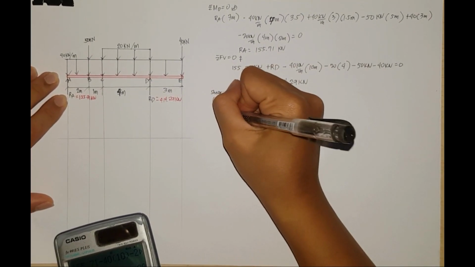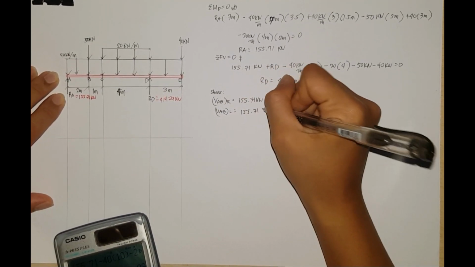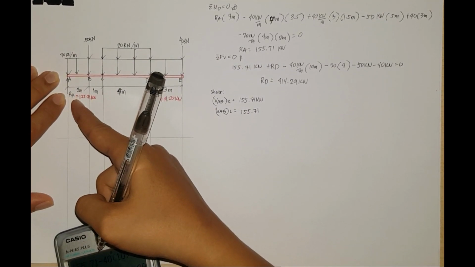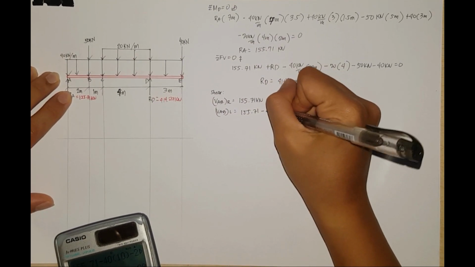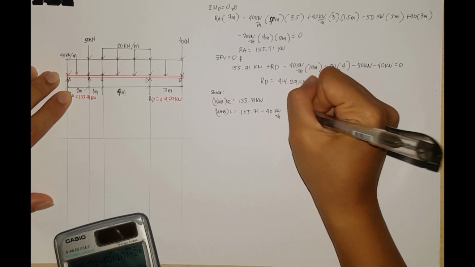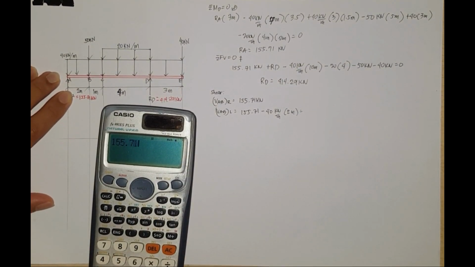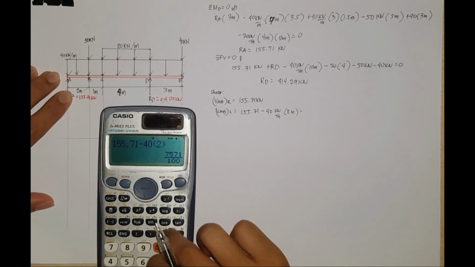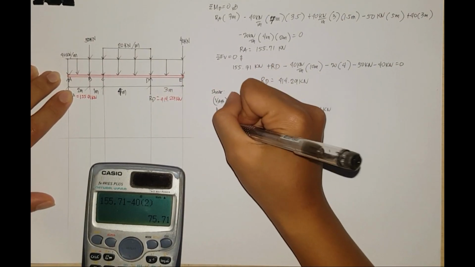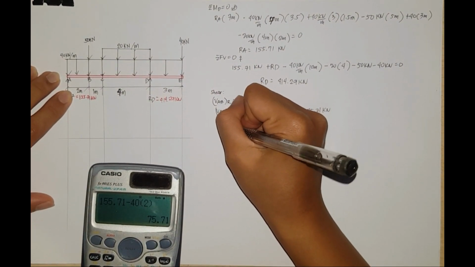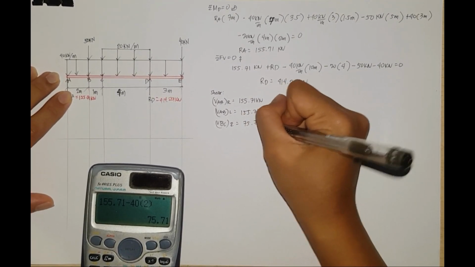And then next, VAB, papuntang left, 155.71. Is there any area in the load diagram we have which is equal to 40 kilonewton per meter multiplied by 2? So minus 40 kilonewton per meter multiplied by 2 meters. So we have, so it is equal to 75.71 kilonewton. And then VBC, right? Copy natin yan.